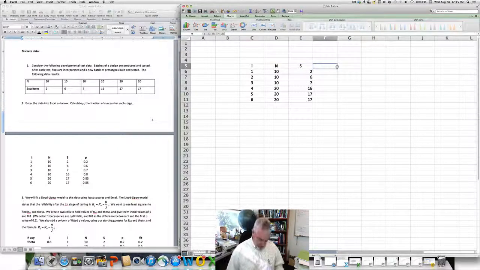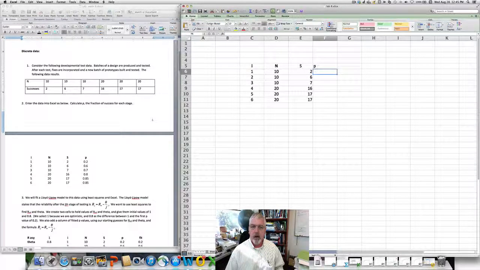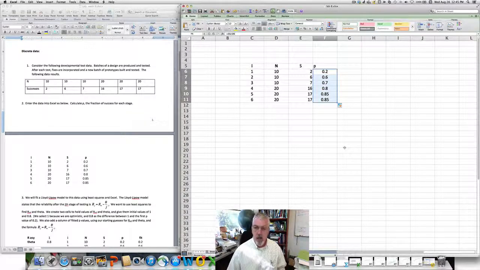If 2 out of 10 work, that means I had an estimated 20% success rate. So let's just copy that on down. These are the estimated success rates for my various stages. And so I am seeing reliability growth, which is a good thing.